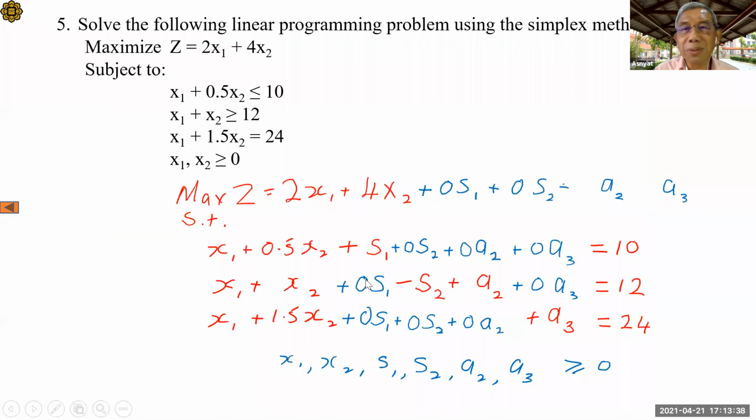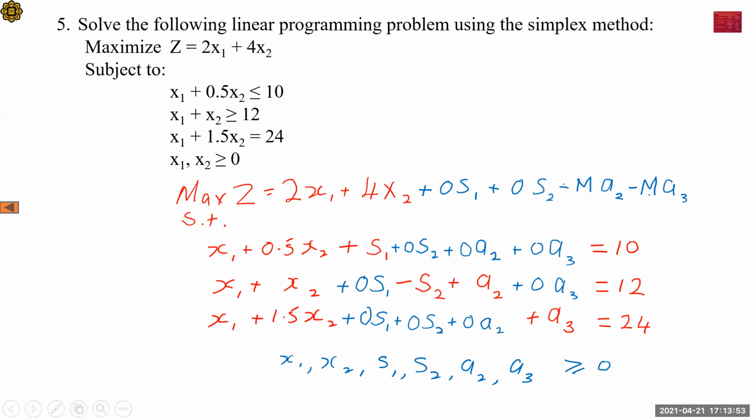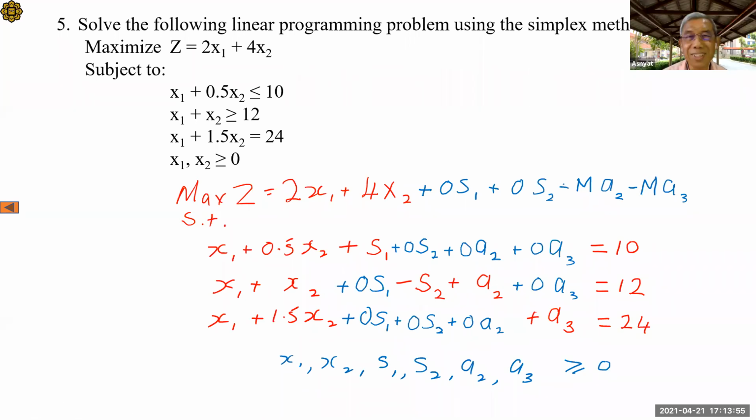Okay, move back. Negative M. Here, A3, negative M also. Okay, done. Really done? If done, then we move on to convert to Tableau. Okay, let's write the Tableau.